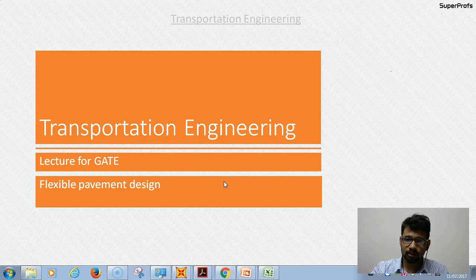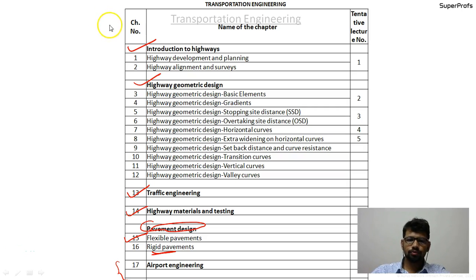Before going on to the topics, let us first see where we were in our syllabus. We have already covered introduction to highways, the highway geometry design, traffic engineering, and highway materials and testing. Currently we are discussing pavement design, the flexible pavements. We will learn how to design the flexible pavements, then design of rigid pavements, then two small topics, airport engineering and railway engineering.